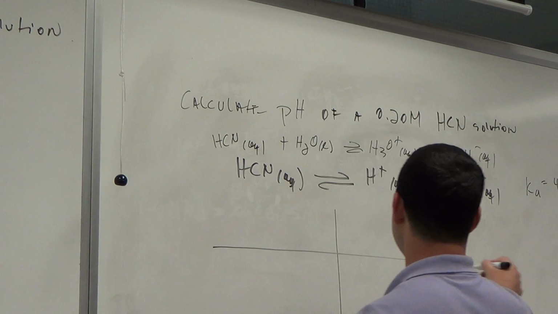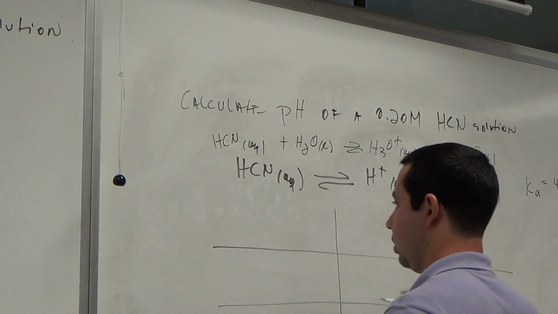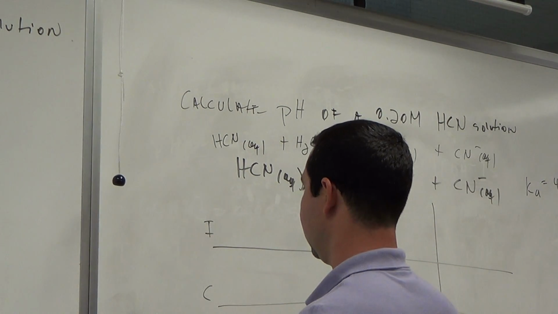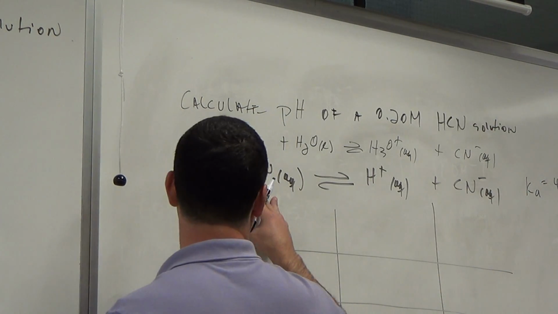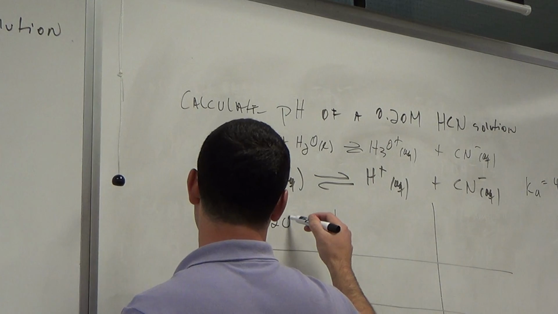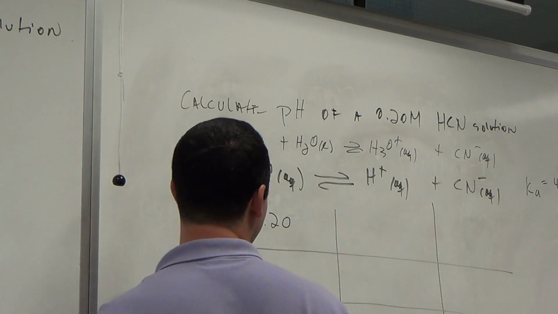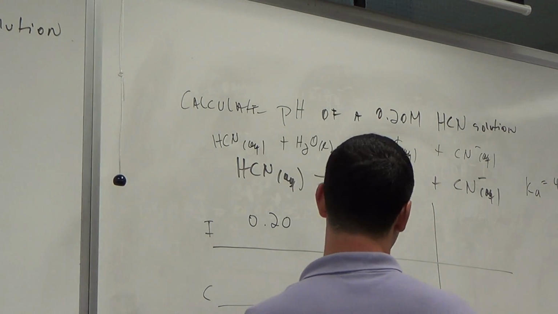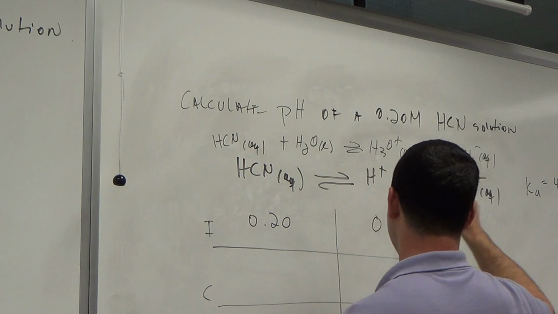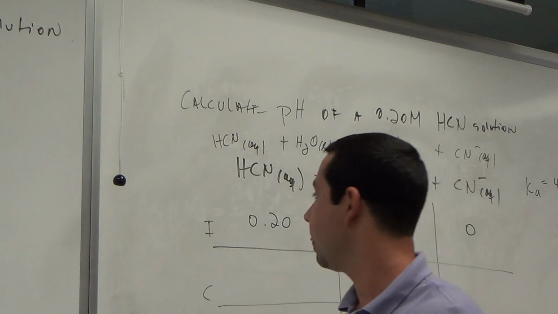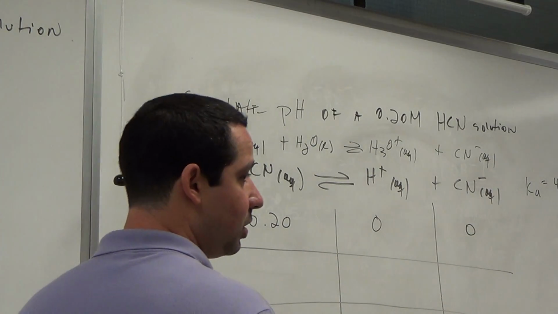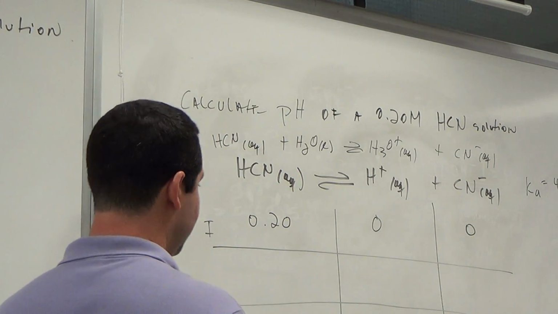So we're building the ice chart. What's the initial concentration of HCN? 0.20. What's the initial concentration of H plus? 0, because it doesn't tell you anything about H plus anywhere. How about the concentration of CN minus? 0. Enjoy it while you can, because it's not going to stay 0 forever.